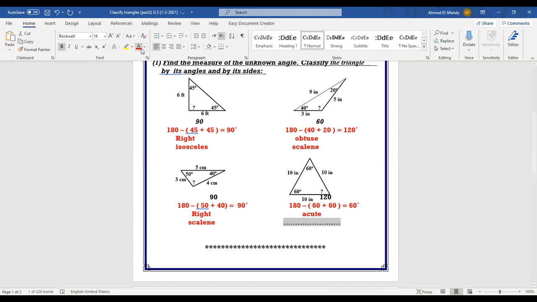Reem. Yes, Reem. What is the kind of this triangle according to its sides? Equilateral or isosceles or scalene? Mister. Yes, Reem.